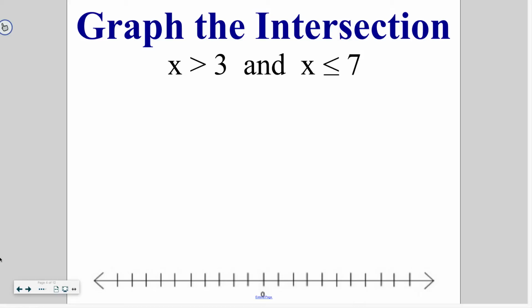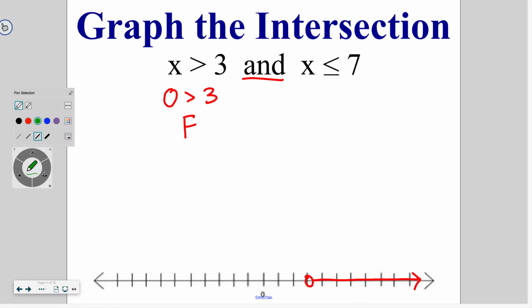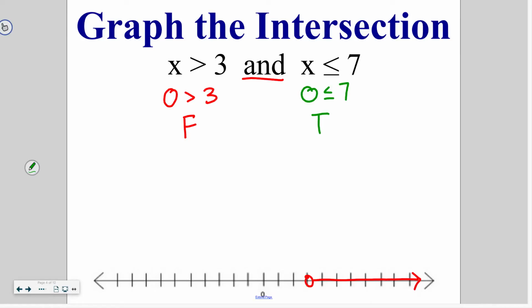So, when we're looking at intersections, or those ones with "and", we're going to put this on the graph. Our first one is x is greater than 3. So if I test with 0, 0 is greater than 3 is false. So I'm going to put 3 with an open circle, and moving to the right. And then on the other one, 0 is less than or equal to 7, which is a true statement. So I'm going to go over to 7. I've got my closed dot at 7, and that arrow is going to the left.